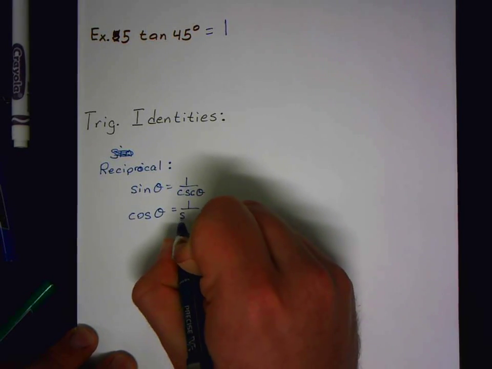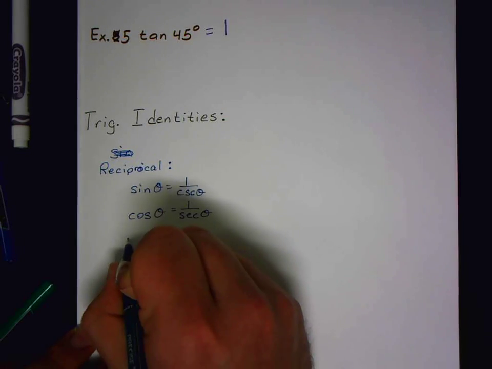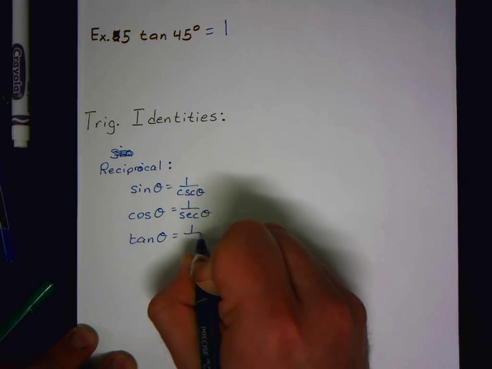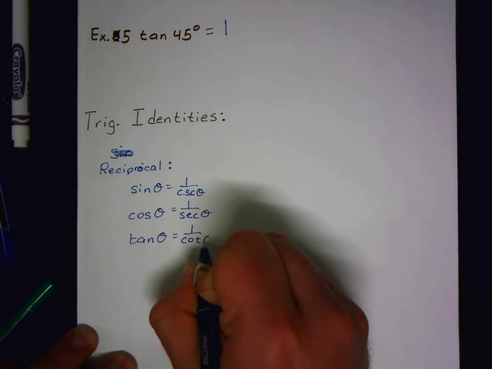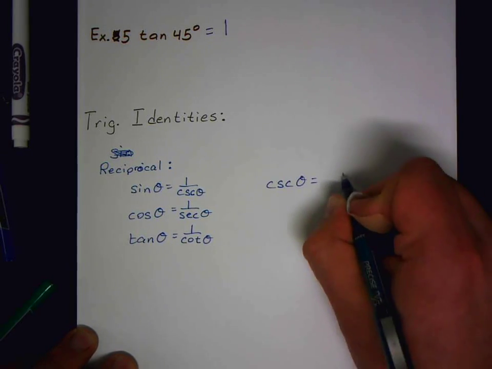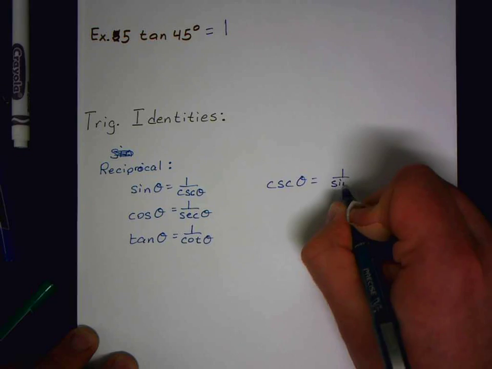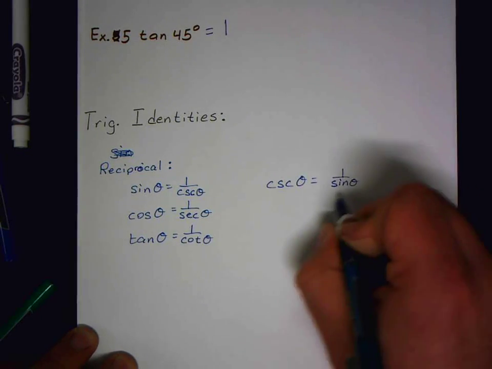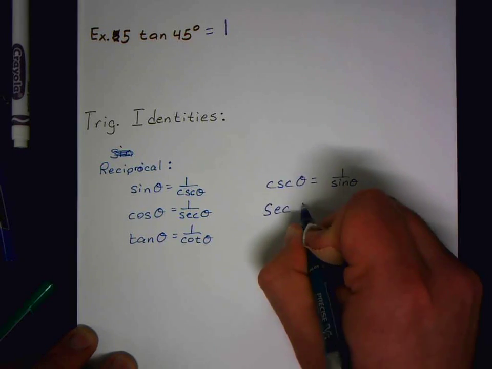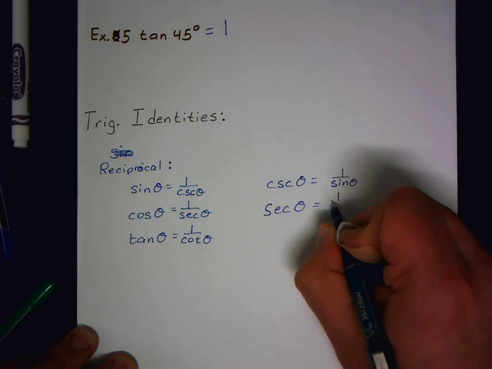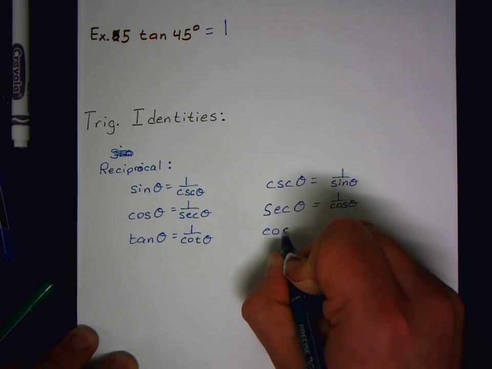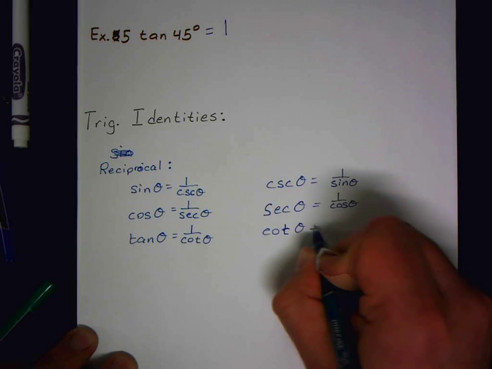Cosine is the reciprocal of secant. Tangent is the reciprocal of cotangent. And then you can have the same thing, or vice versa. Cosecant is the reciprocal of sine. Secant is the reciprocal of cosine. Cotangent is the reciprocal of tangent.